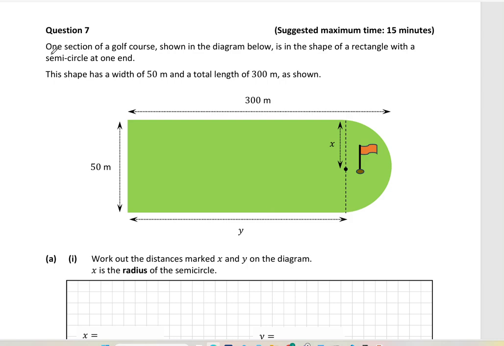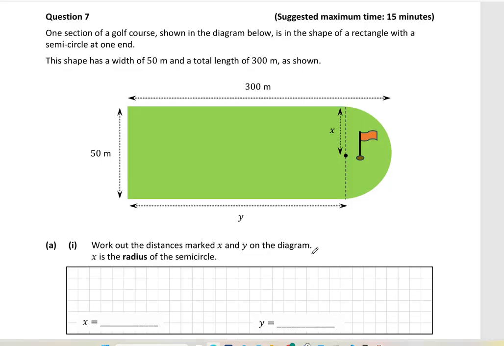2025 Junior Cert Maths, higher level question 7. One section of a golf course shown is in the shape of a rectangle with a semicircle at one end. This shape has a width of 50, they've given us that there, and a total length of 300. So this is unknown and this is unknown, x and y. Work out the distances marked x and y on the diagram.